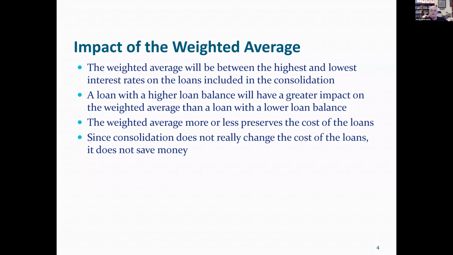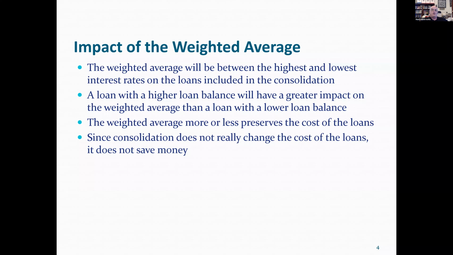Okay. Another impact is that because you're weighting it by the loan balance, the loans that have the greater loan balance are going to have more of an impact on the overall weighted average than loans that are much smaller. So in that previous example, we had $6,500 at 2.75%. That had a greater impact than the $5,500 at 4.529%. And so the weighted average was closer to 2.75% than it was to 4.529%.